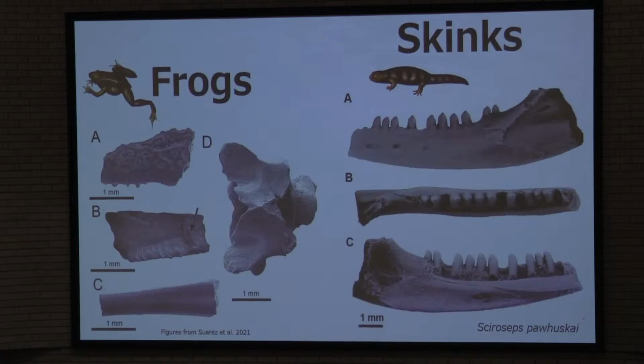We also get frogs and skinks. So here's some little froggy bones. They're itty bitty things. Look, that's like a millimeter. Teeny tiny little frogs. We get skinks. This is a little jaw. You can see the little teeth.